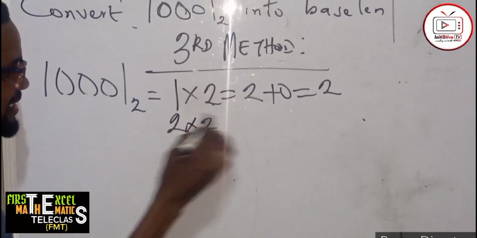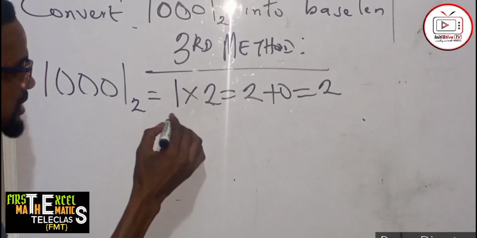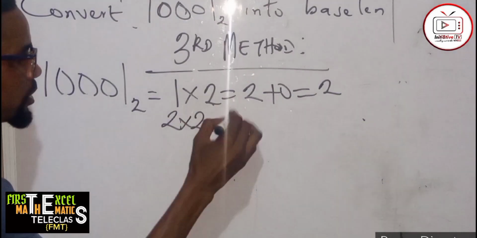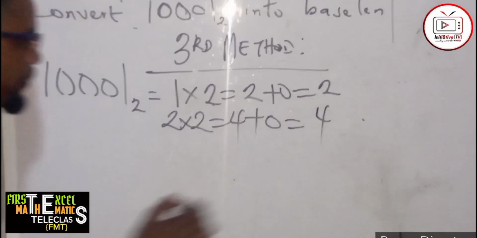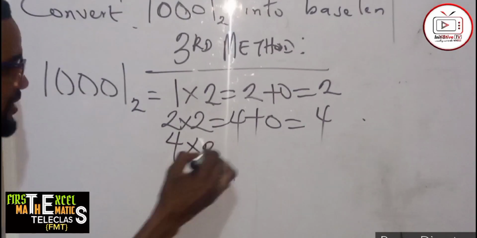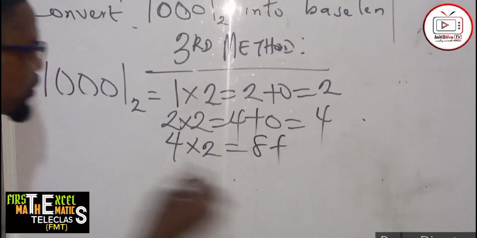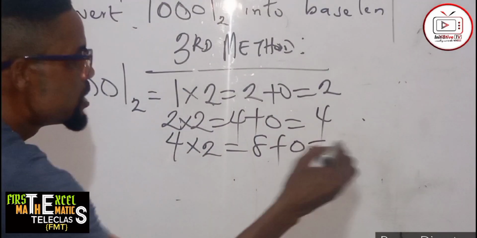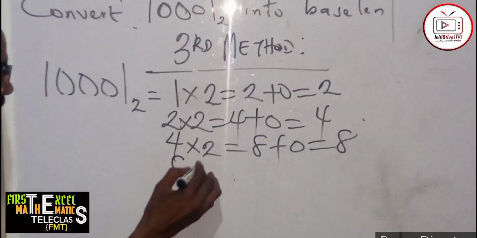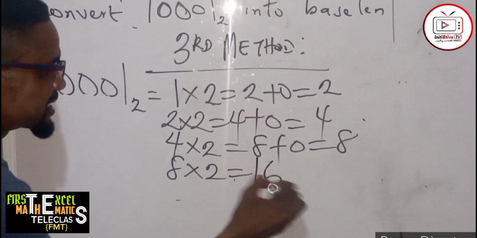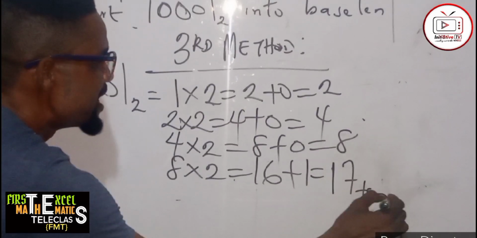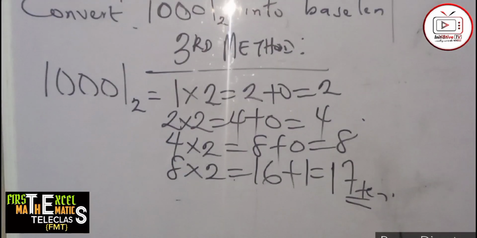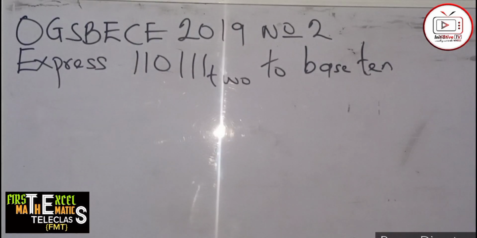Now you take this 2. 2 times my base, which is 2, equals 4. Plus the next number, which is 0, equals 4. Take my 4. 4 times my base, 2, equals 8. Plus the next number, 0, equals 8. Take it again. 8 times 2 equals 16, plus my last number 1 equals 17 base 10. That is the shortcut.